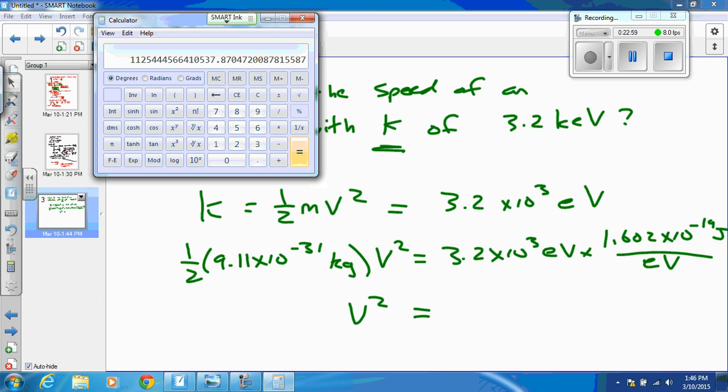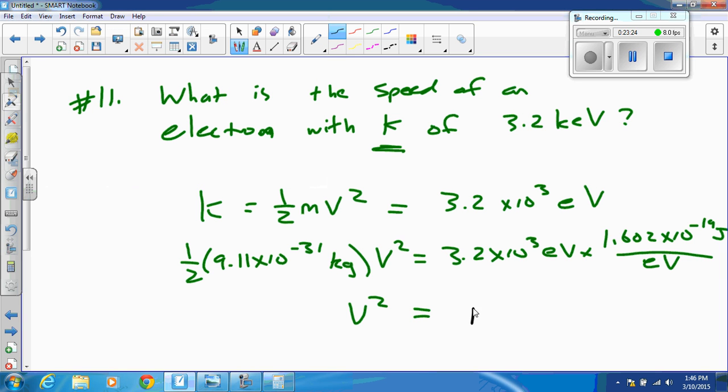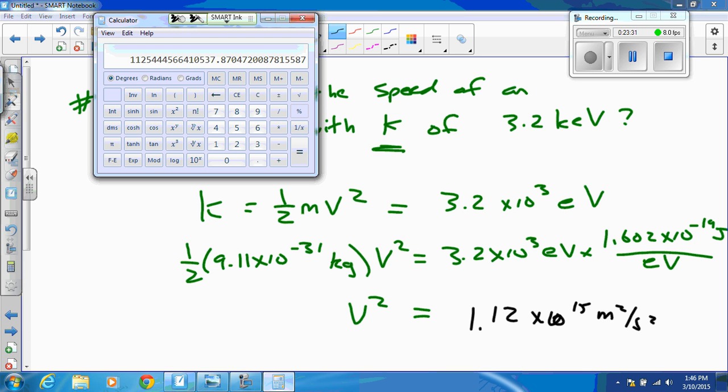negative 31st. Notice, interestingly, that we had really, really small numbers for our energy over here. But because the mass of the electron is so very, very much smaller, we're going to end up with an actual large value for V squared. It's going to be 1.1 times 10 to the something. I'm not even going to bother. Well, should I? 3, 6, 9, 12, 15. Meters squared per second squared.